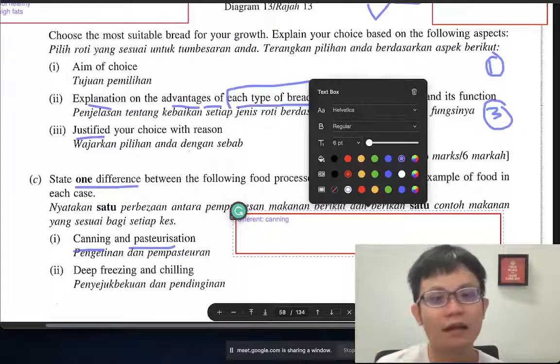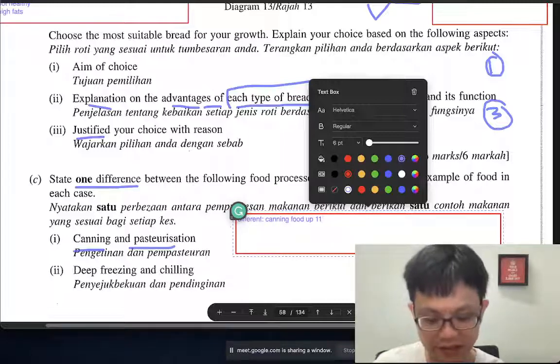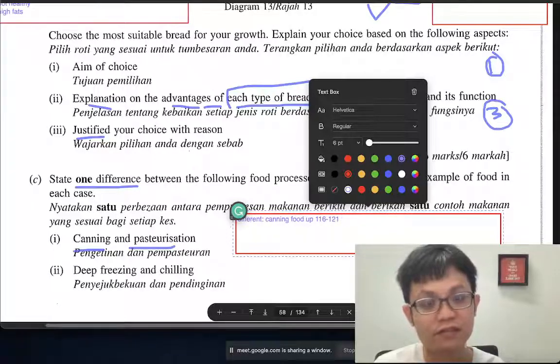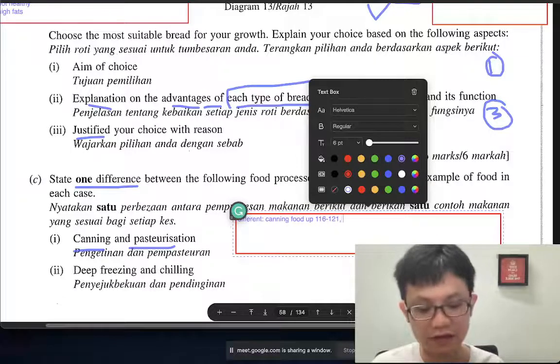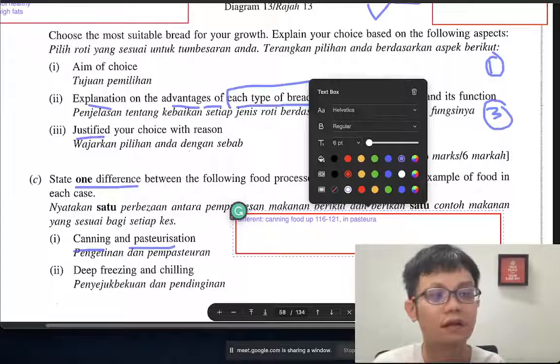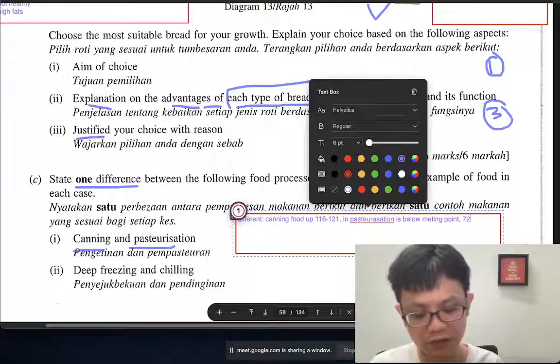For canning, foods are heated up to higher than boiling point, which is 116 to 121 Celsius, to sterilize it. However, in pasteurization, it's only below boiling point, probably around 72 Celsius. Why heat below boiling point?